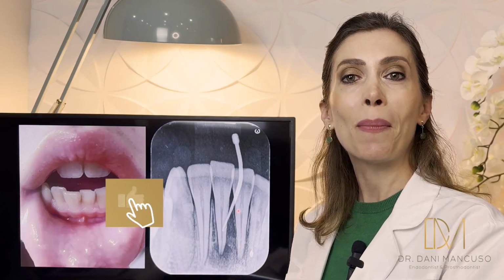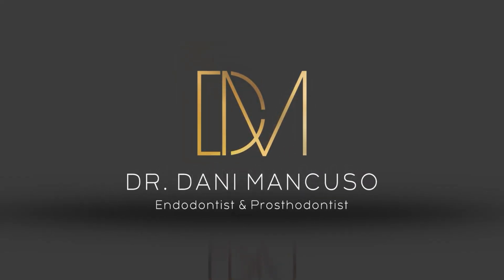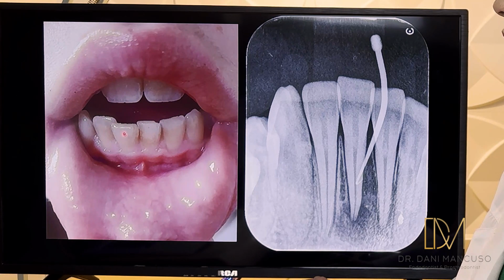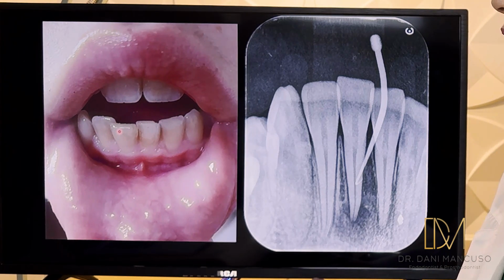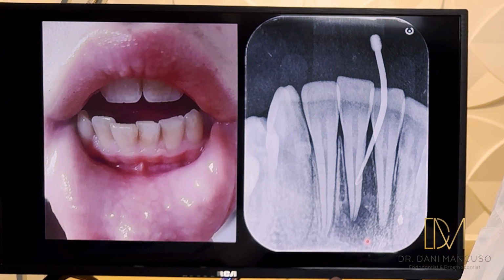Today we'll be talking about another interesting case of trauma, so stay with me. This young lady was referred to us. She had an accident at school and she knocked the lower right one. As you can see here, there was periradicular radiolucency.